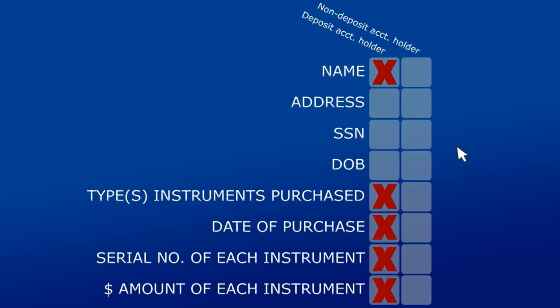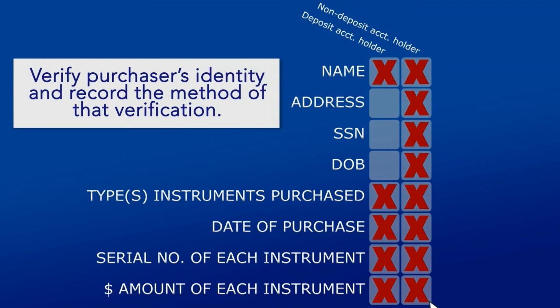If the purchaser does not have a deposit account with you, you must obtain the purchaser's name and address, Social Security number or alien identification number, date of birth, date of purchase, types of instruments purchased, serial number of each instrument purchased, and the dollar amount of each instrument purchased. You must verify the purchaser's name and address by normally accepted identification procedures. You also must record the specific identifying information you use, for example, the state of issuance and number of a driver's license.